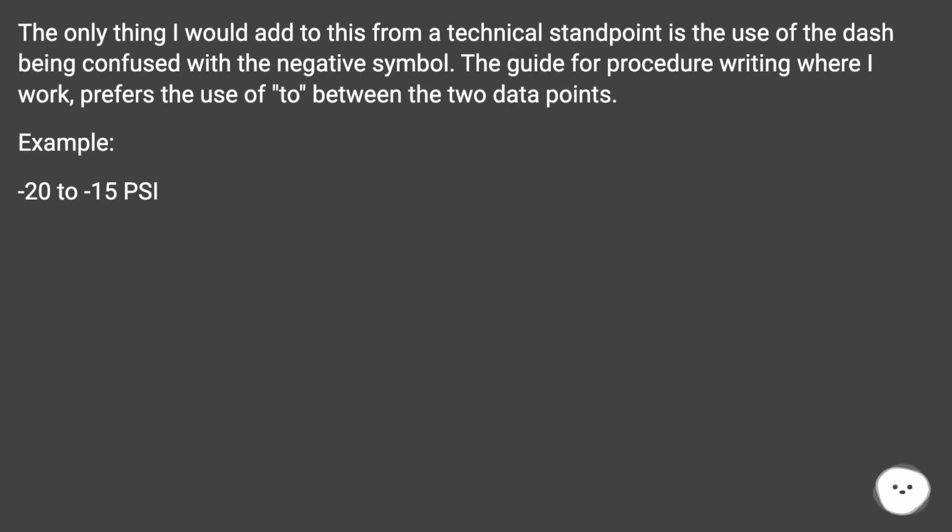The only thing I would add to this from a technical standpoint is the use of the dash being confused with the negative symbol. The guide for procedure writing where I work prefers the use of "to" between the two data points. Example: minus 20 to minus 15 psi.